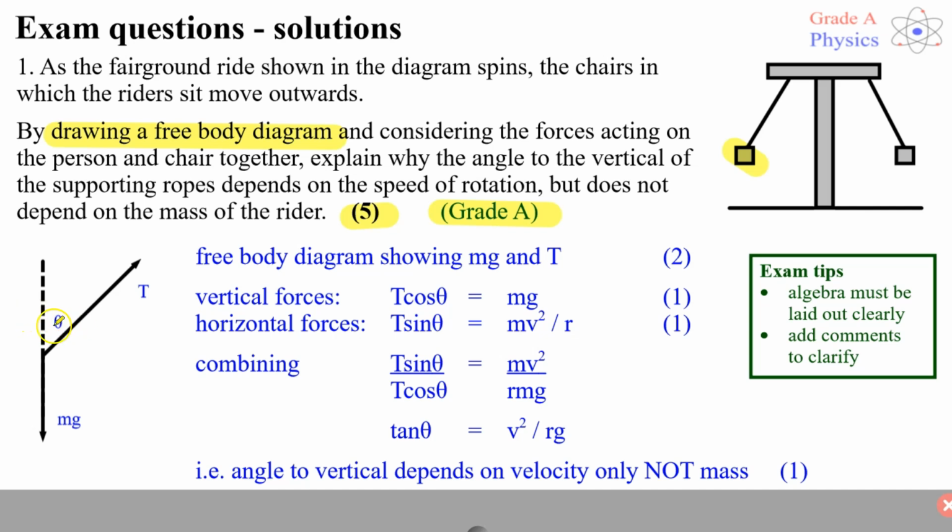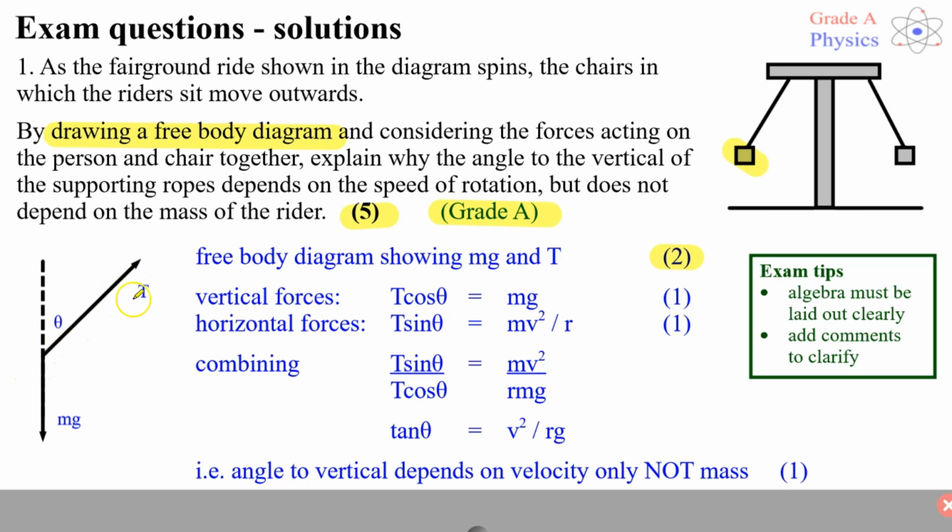We could also add theta. That would be useful for our reference. If we don't include that, there might be some ambiguity about which angle we're talking about. But just that simple drawing, the free body diagram, gets us 2 marks. So that's an exam tip in itself: make sure you answer the question and provide what they've asked for.